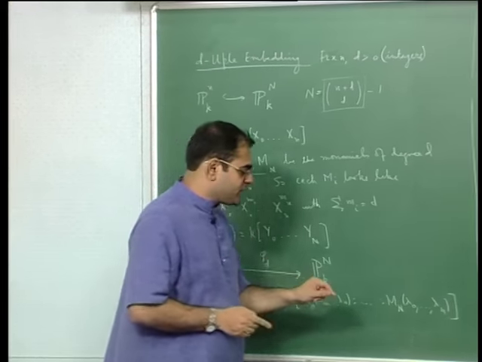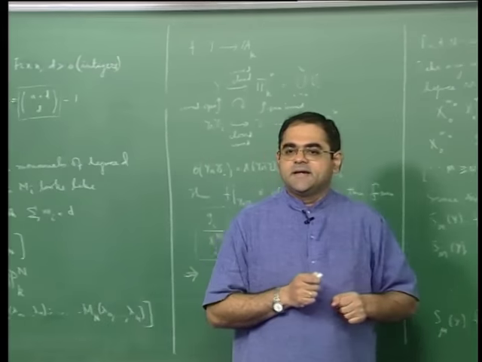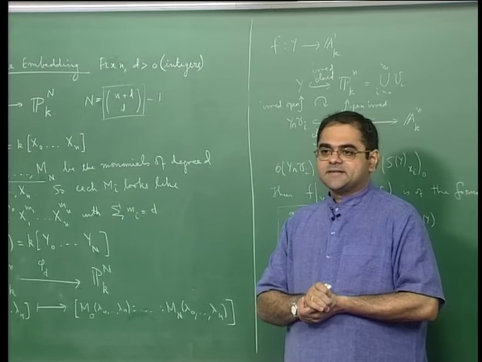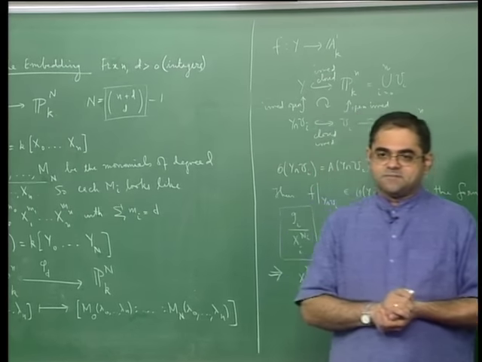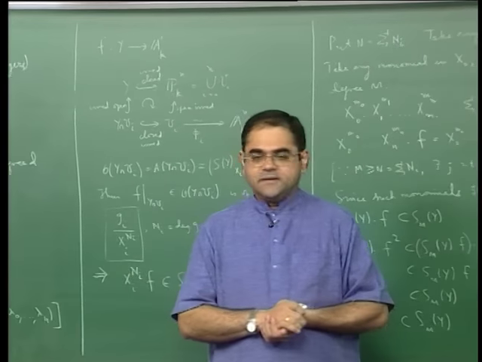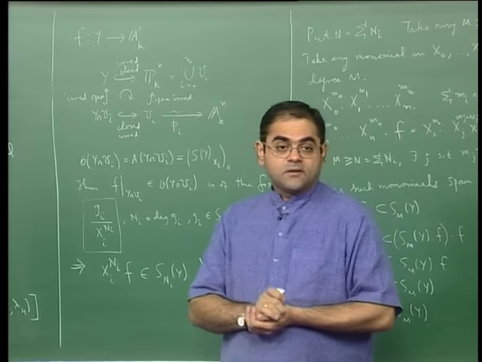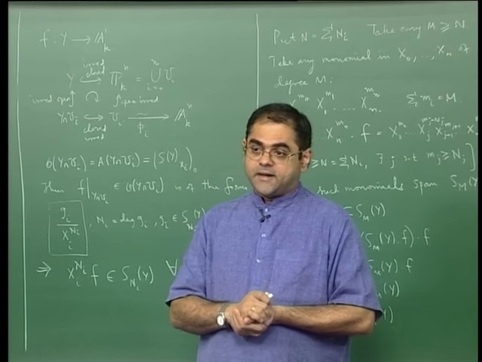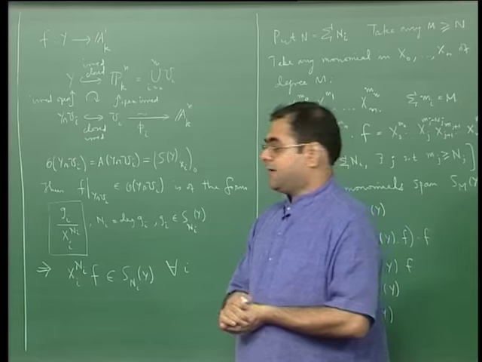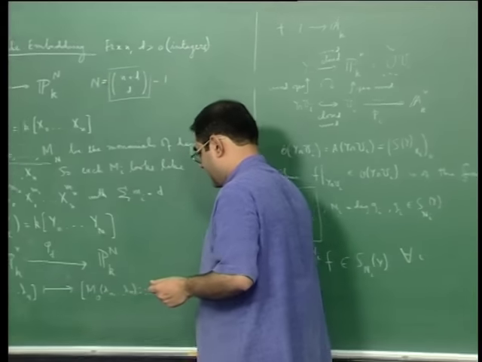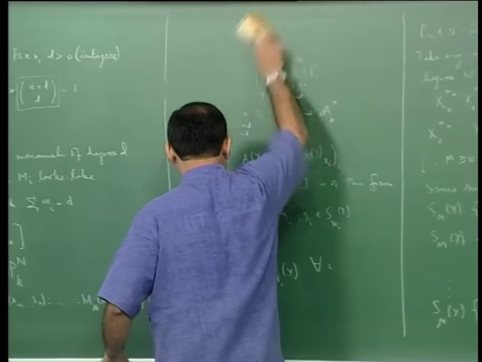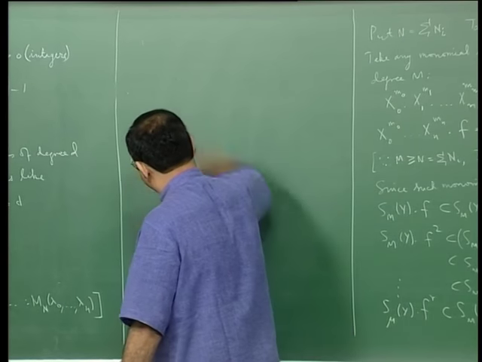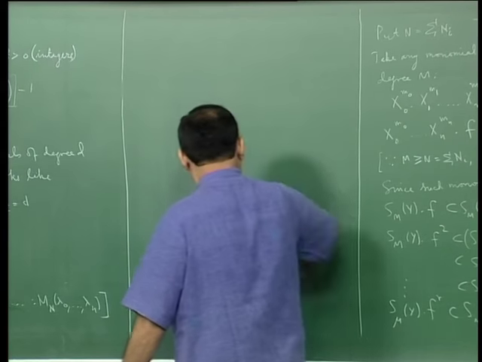Now the point is the following. This map embeds the smaller projective space as a closed subvariety of a bigger projective space. This is a closed embedding. In other words, this map is an isomorphism onto its image, and the image is an irreducible closed subvariety of the bigger projective space. So how does one see this?